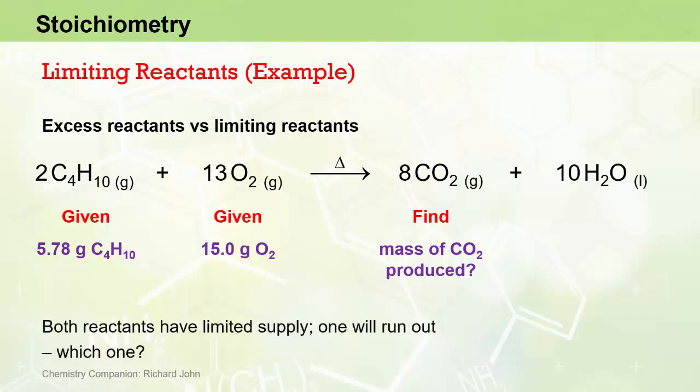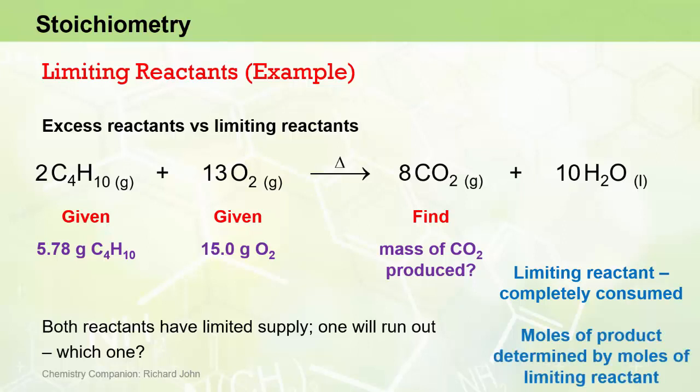Now, in this case, both reactants have a limited supply. We've got 5.78 grams of butane and we've got 15 grams of oxygen. One of them is going to run out first. The question is, which one? And it's important that we identify which one is going to run out first, or which one is the limiting reactant, because the moles of product, in this case the moles of carbon dioxide, will always be determined by the starting moles of the limiting reactant.